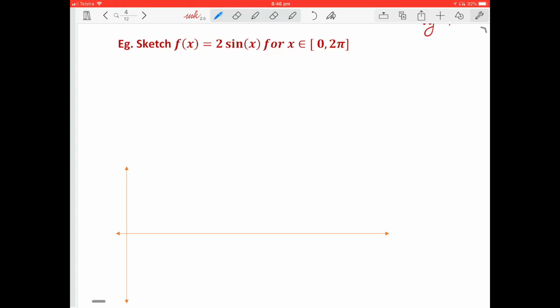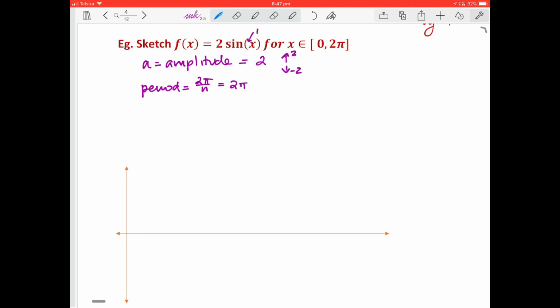So let's have a look here. Sketch f of x is 2 sine x for x as an element of 0 to 2 pi. So you want to graph from 0 to 2 pi. What I'm going to do first is say my a value is my amplitude, which we know is 2. So our graph has to go up to 2 and down to negative 2. My period is 2 pi on n. N in this case is just 1, so my period's just 2 pi.